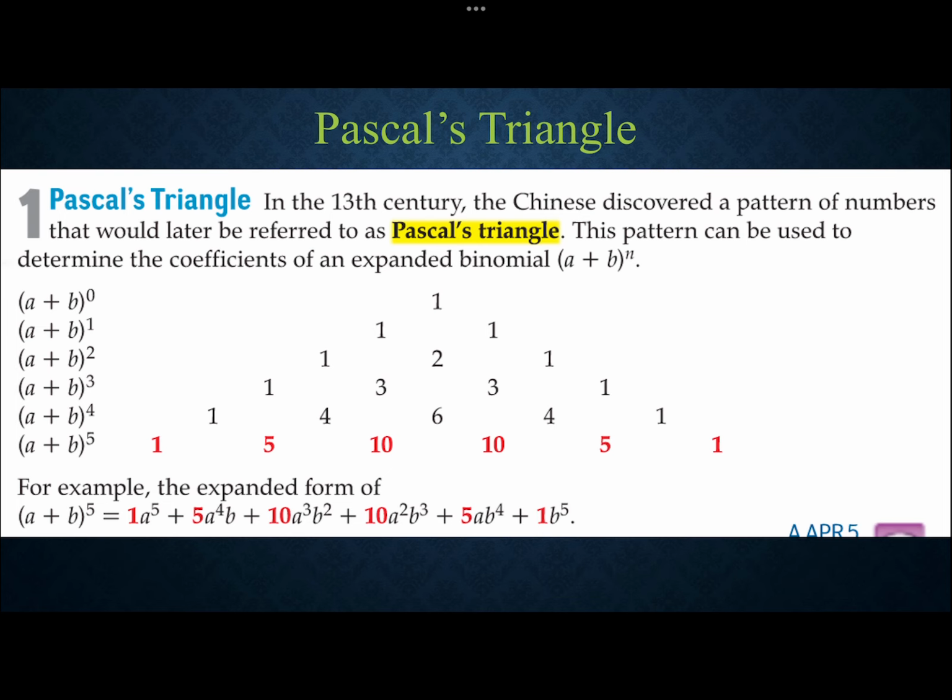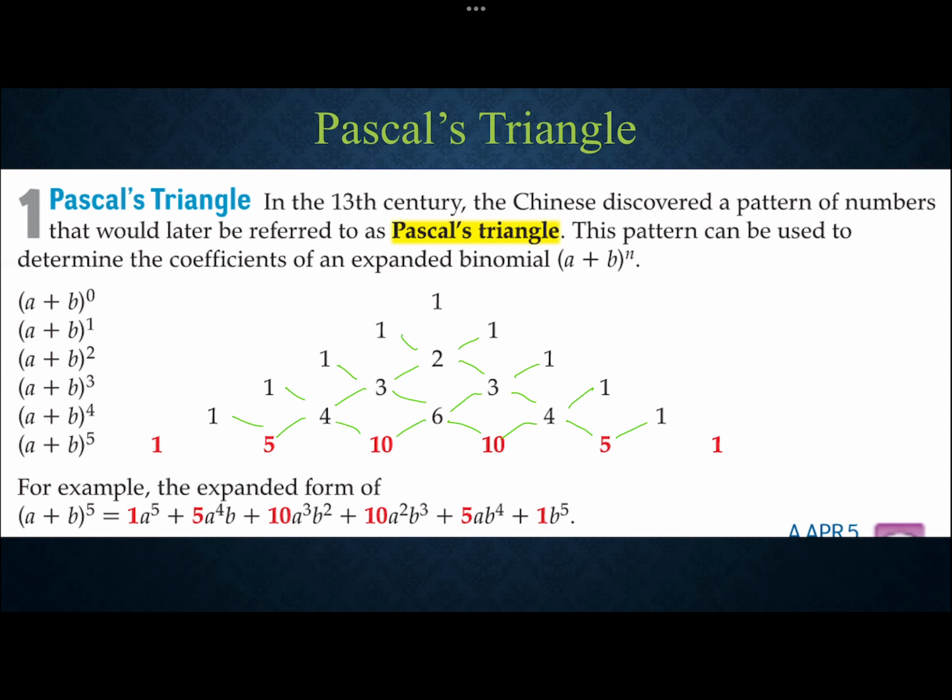is 1. Second row is 1 and 1 because anything to the first power is just the original thing, so a plus b, the coefficients are 1. And everything after that you'll find all on the outside rows are all 1s, and anything on the inside is going to be the sum of the two numbers that connected from the top row. So we would have 1 plus 1 is 2, 1 plus 2 is 3, 2 plus 1 is 3, and then 1 plus 3 is 4, 3 plus 3 is 6, 3 plus 1 is 4, 1 plus 4 is 5, 4 plus 6 is 10, 6 plus 4 is 10, 4 plus 1 is 5.